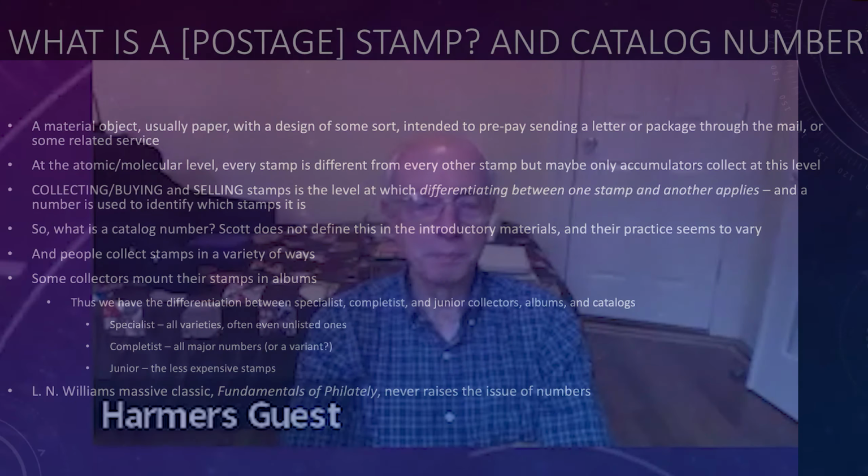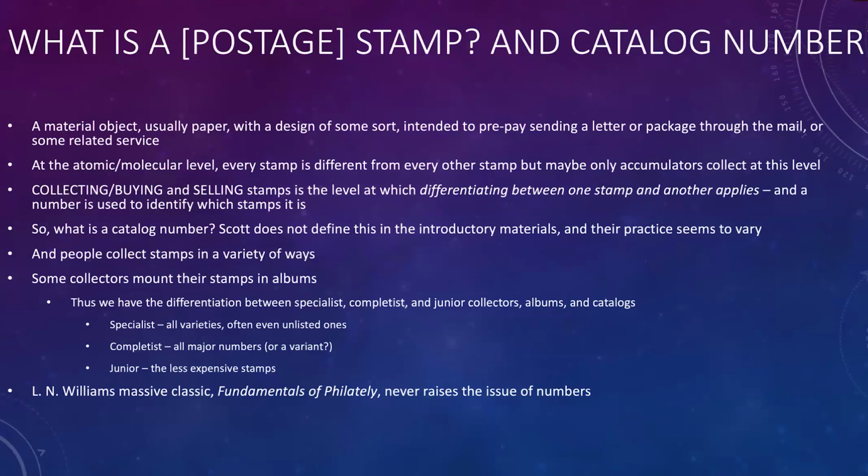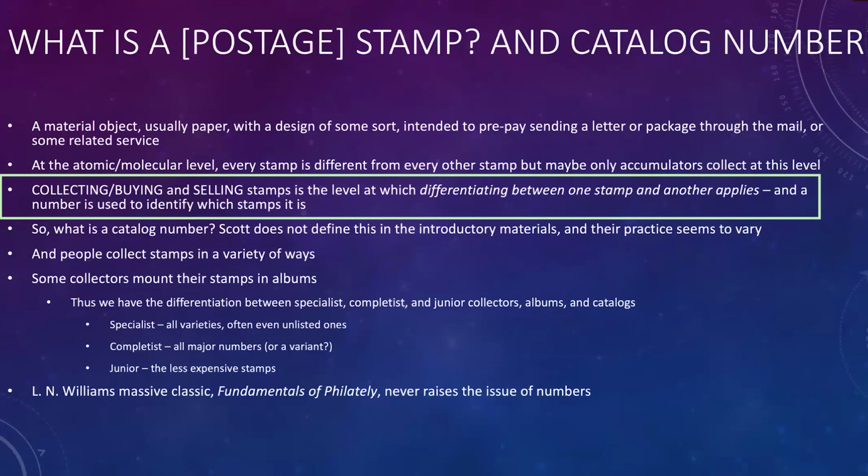Every single stamp printed is different from every other stamp, but obviously, maybe only the accumulators collect at this level. They'll just take thousands and thousands of copies of the same stamp. Collecting and buying and selling of stamps is really an issue of differentiating between one stamp and another, not at the level we just discussed with the accumulator. And the number is used as an easy way to identify which different stamp it is.